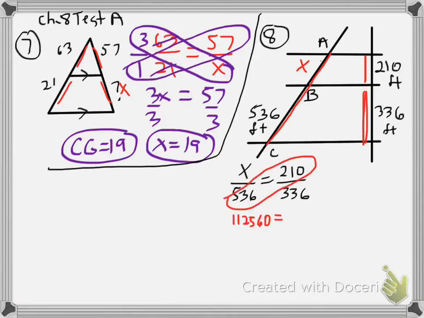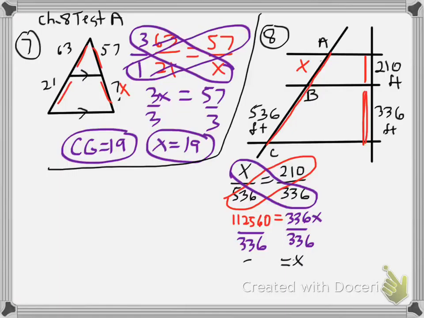So I cross multiplied 210 and 536. Got that big number there, and then in purple I did 336 times x. I'm going to divide by 336 to both sides. And that makes x equal 335.